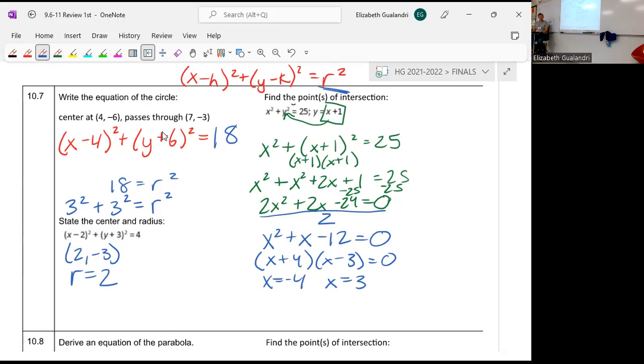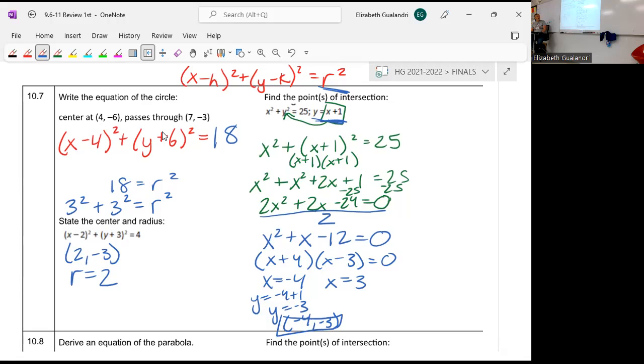Okay. And then you solve for y. So the x value is -4. I'm going to take this y is equal to x plus 1 and solve. So it would be y is equal to -4 plus 1, which is a y value of -3, which gives me an answer of (-4, -3) in parentheses. There's one of my answers.